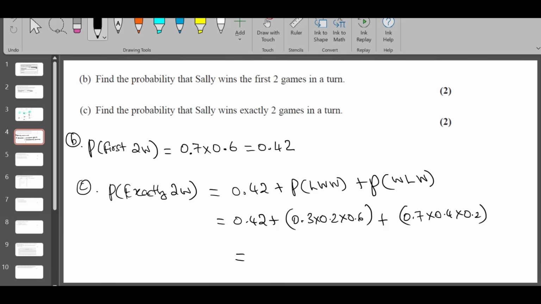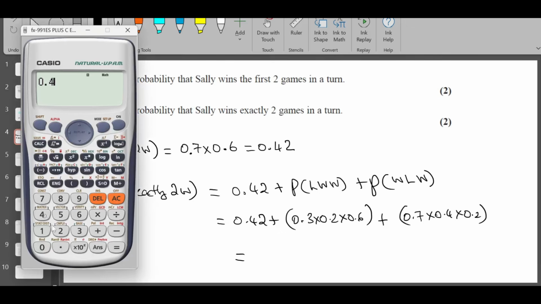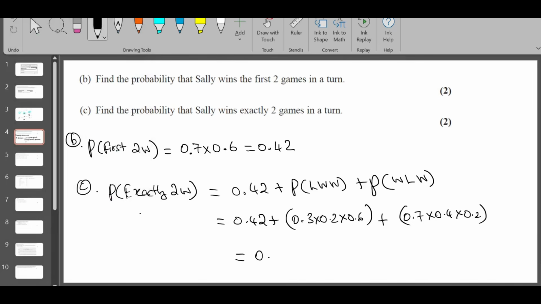That's the answer. So 0.42 plus 0.3 times 0.2 times 0.6 plus 0.7 times 0.4 times 0.2. 0.512 is the answer.